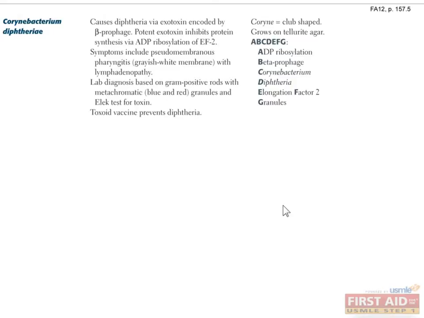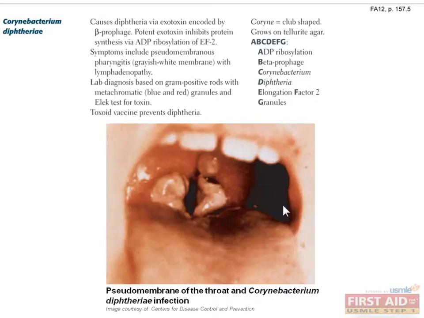Now we will switch gears a bit and talk about our gram-positive rods. Corynebacterium diphtheria is easy because it only causes one disease, diphtheria. Diphtheria used to be quite common, an upper respiratory infection characterized by fever, sore throat, lymphadenopathy, and an adherent gray-white pseudomembranous film covering the pharynx, tonsils, and/or nasal cavity.